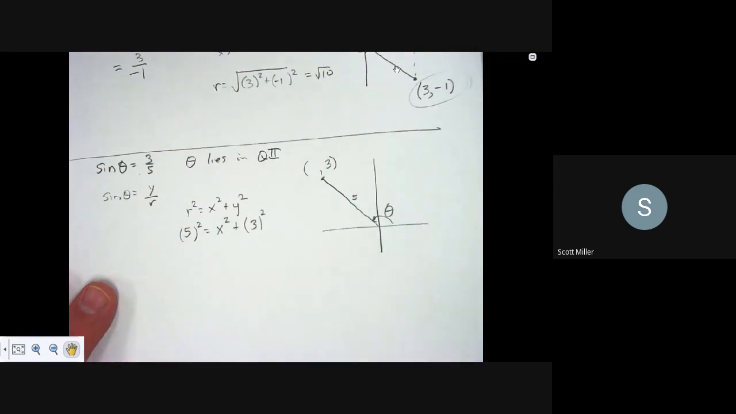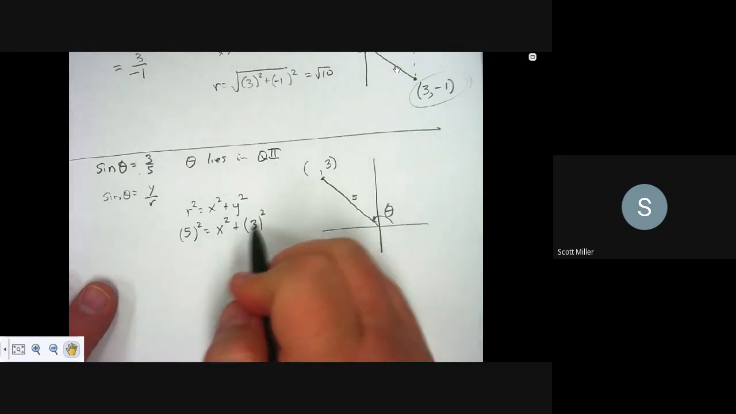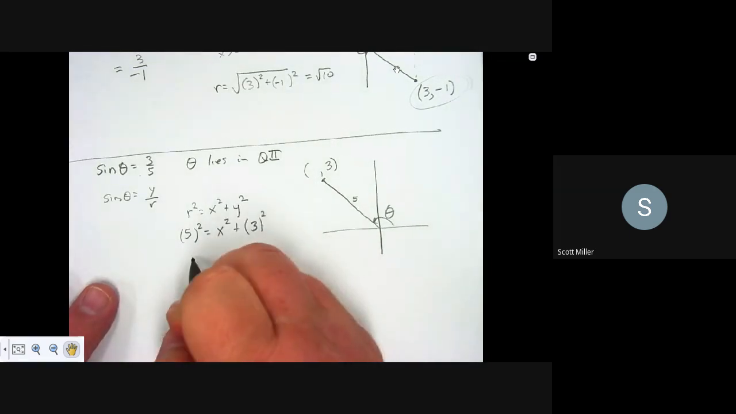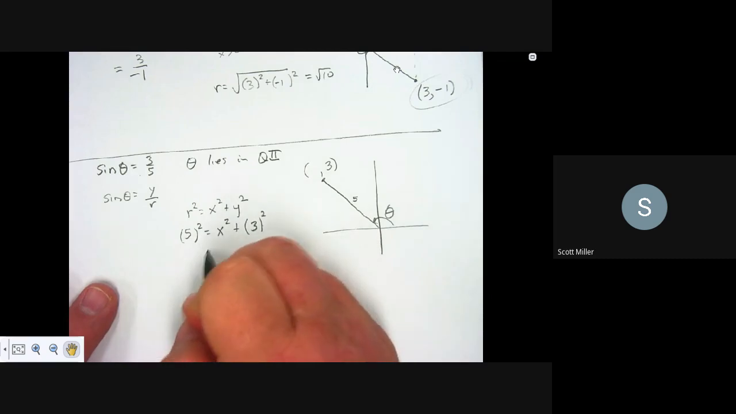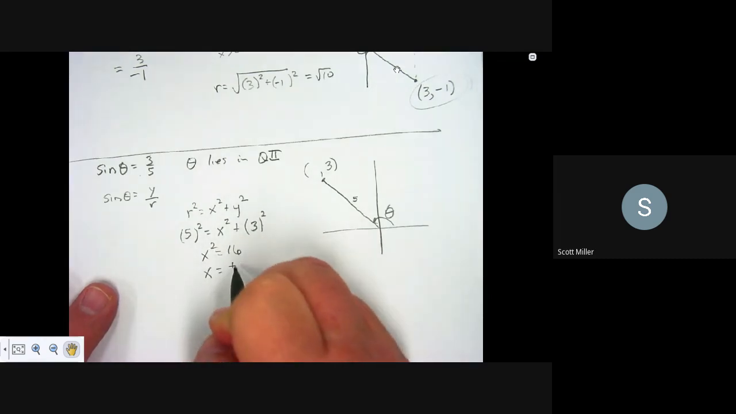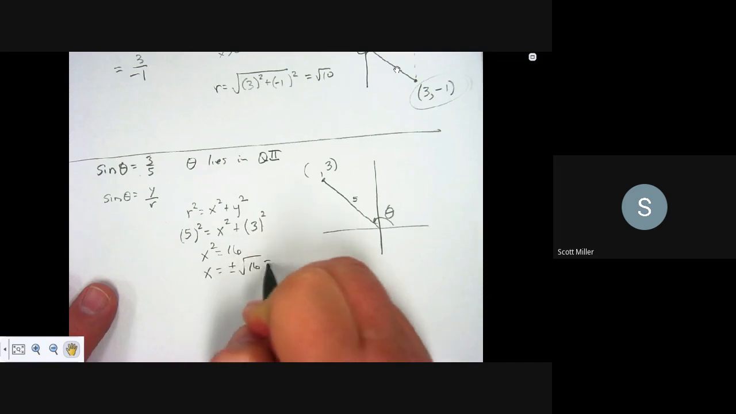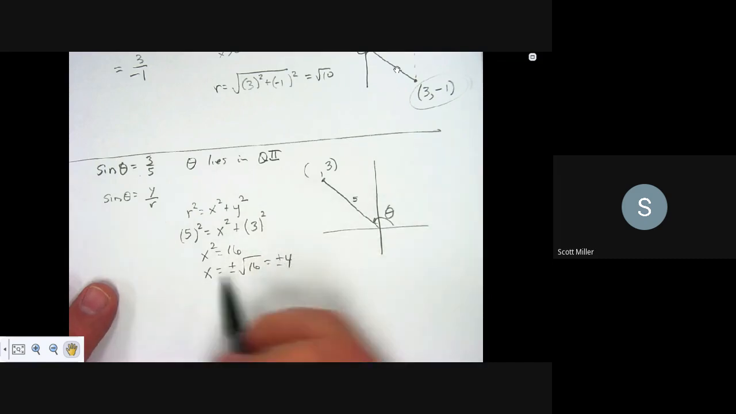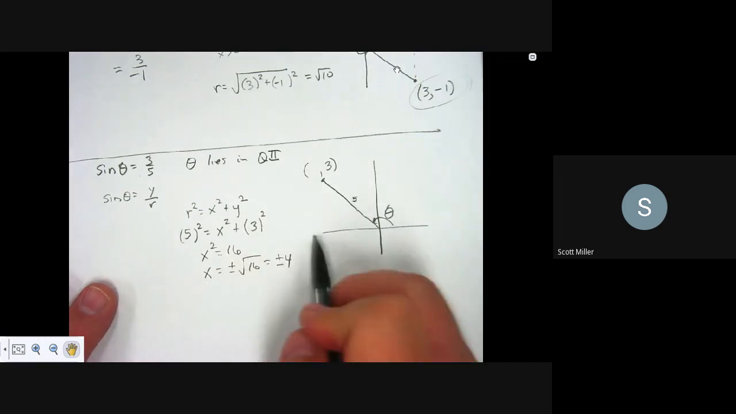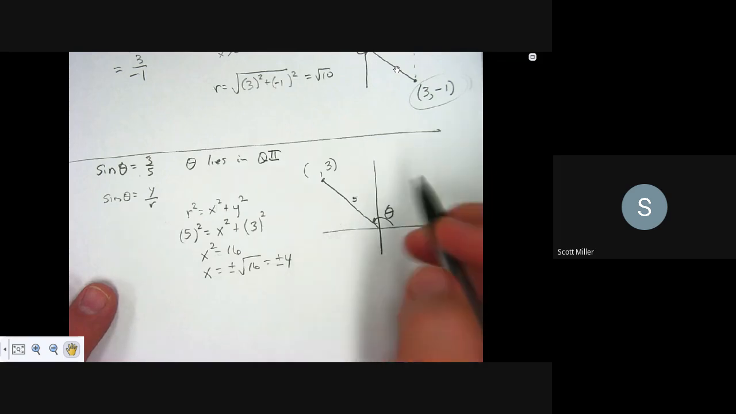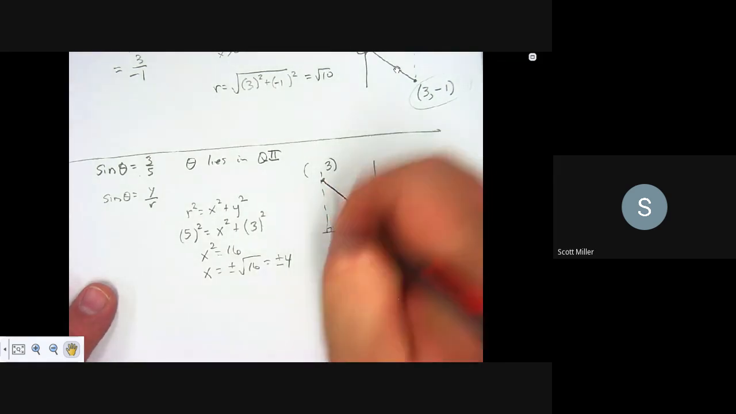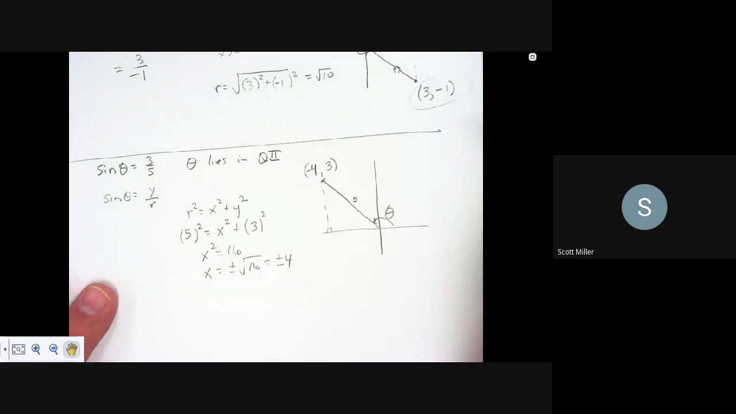So you just solve this for the x, and you take the negative value for it. You see what I mean here? This is 25 minus 9. So 25 minus 9 is 16, so x squared is 16. When I take the square root of both sides, I get plus or minus the square root of 16, or plus or minus 4. But I need x to be negative because I'm in quadrant 2. So I need the negative 4 for this problem.